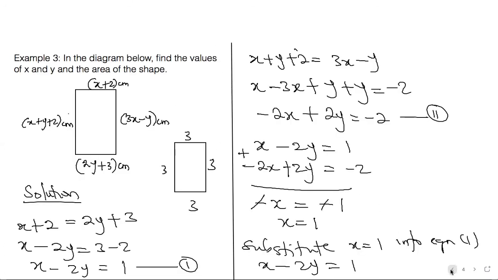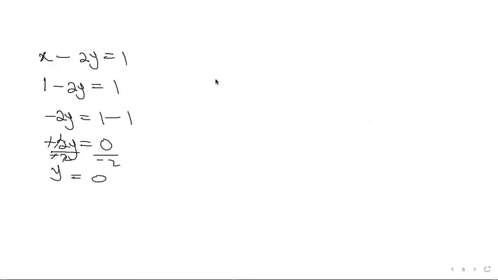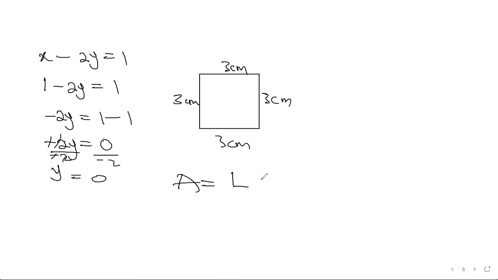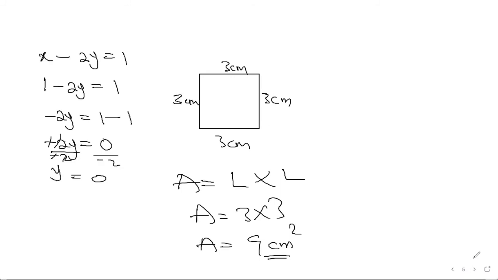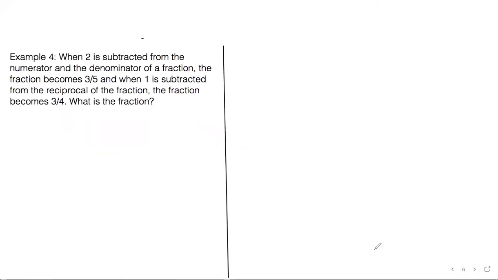We're told to find the area, right? Yeah, the area. So I have a square of side 3 centimeters, 3 centimeters, 3 centimeters, 3 centimeters. So the area will be length times length because it's the same. So the area will be 3 times 3, and that will be 9 centimeters squared. Okay, that's clear enough. Then we have another example here.